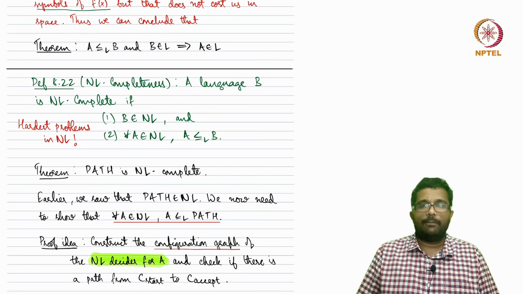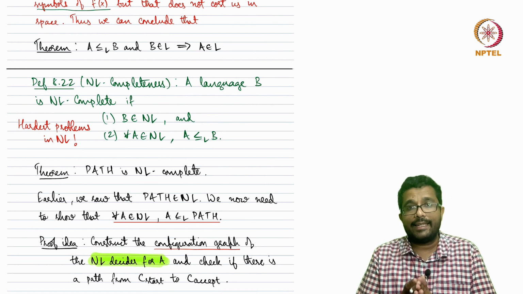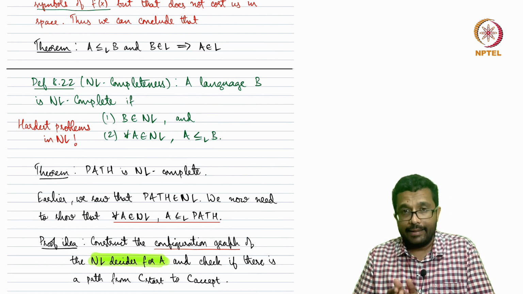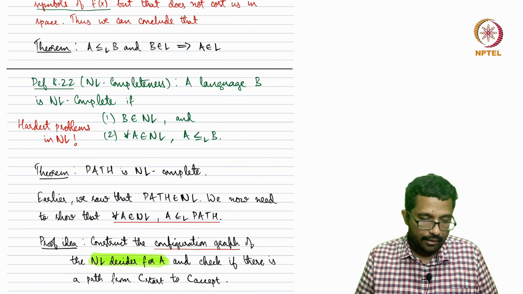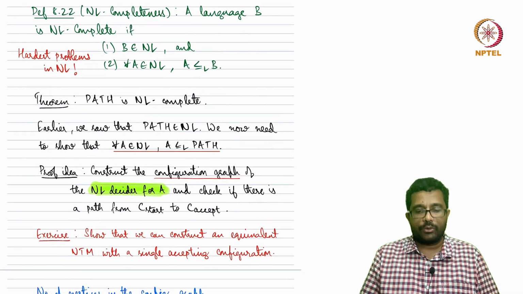Then we defined NL completeness. B is NL complete if B is in NL and all languages in NL are reducible to B in log space. So these are the hardest problems in NL. Then we showed that PATH is NL complete.